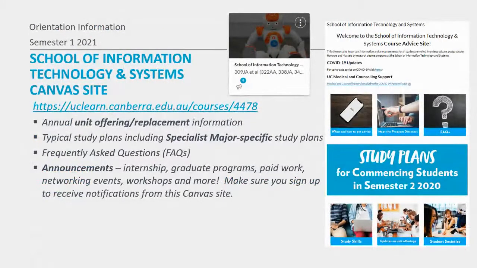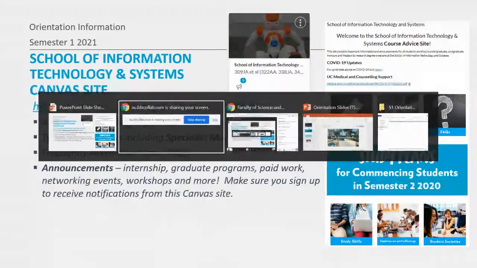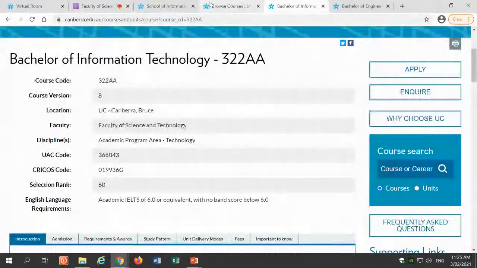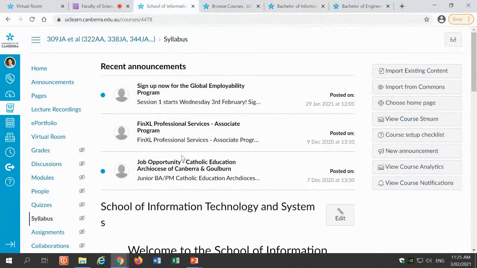Okay, so now that's a whole bunch of information. What I'm going to point you to now is the School of ITS Canvas page, which if you pick up one of the flyers, this QR code goes to that. So you all should have access to that. Which looks like this. Hang on. On your dashboard.